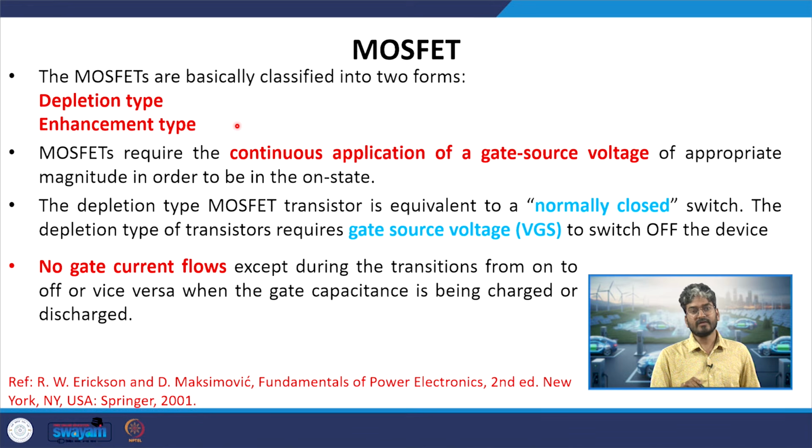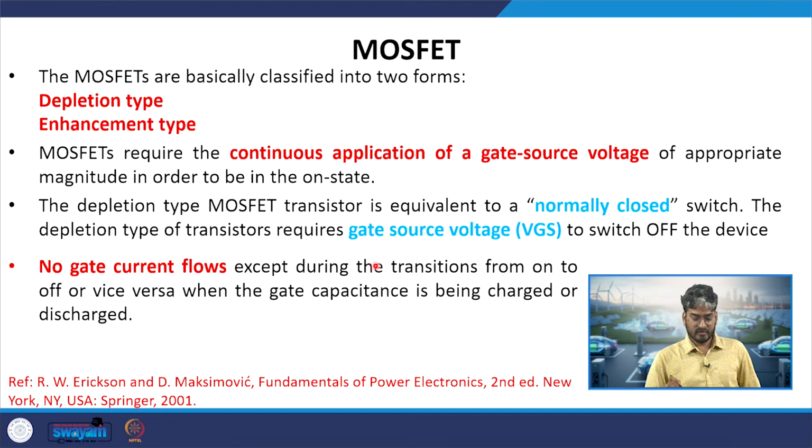What is this enhancement type? They are normally open type. Whenever we provide the gate signal, they will turn on. That is the popularly used type of MOSFET. So we generally use the enhancement type. Depletion types are never used in our power train circuits. No gate current flows except during the transition of turn on and turn off.